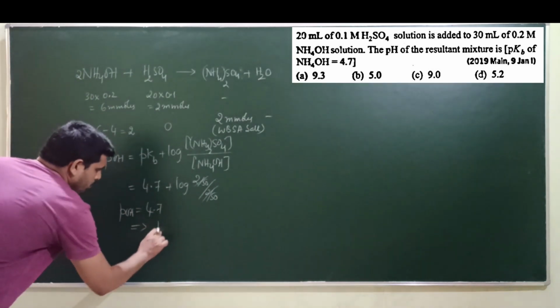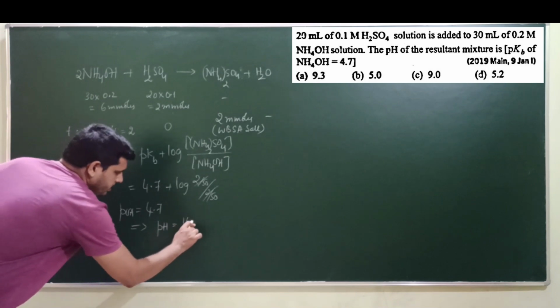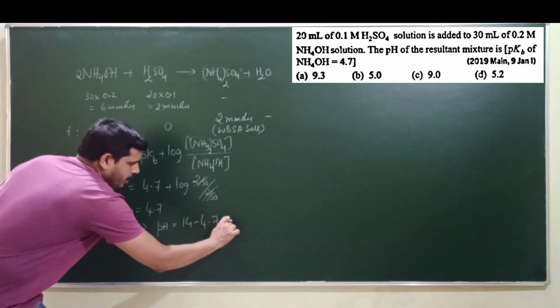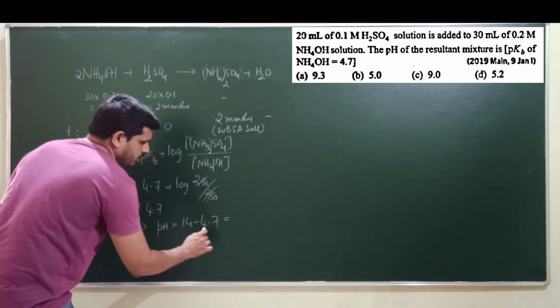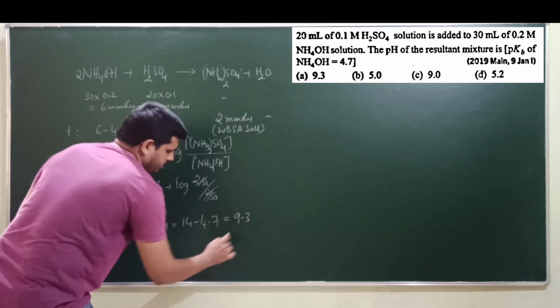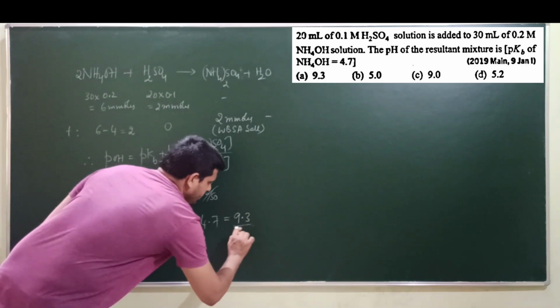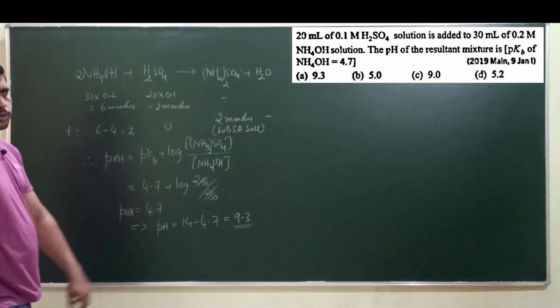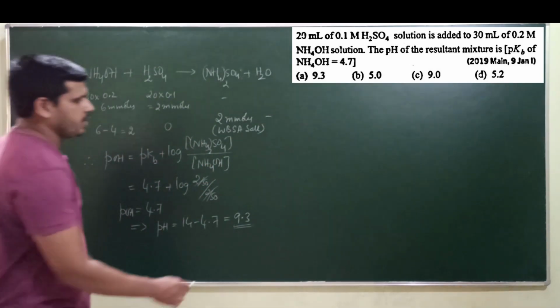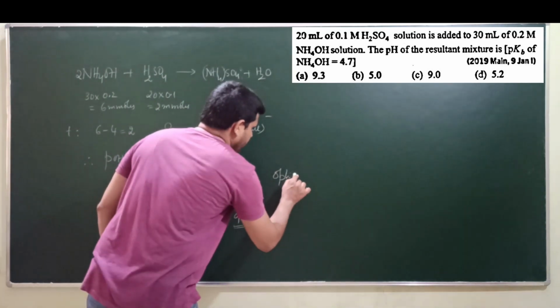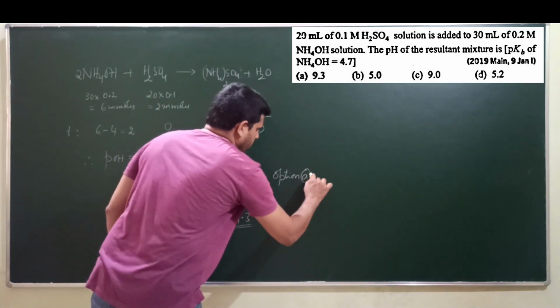This implies pH is equal to 14 minus 4.7, which has to be how much? Isn't it 9.3? So this is nothing but pH equal to 9.3, which is option D, students? Option A will give this answer, so that has to be selected. That's it.